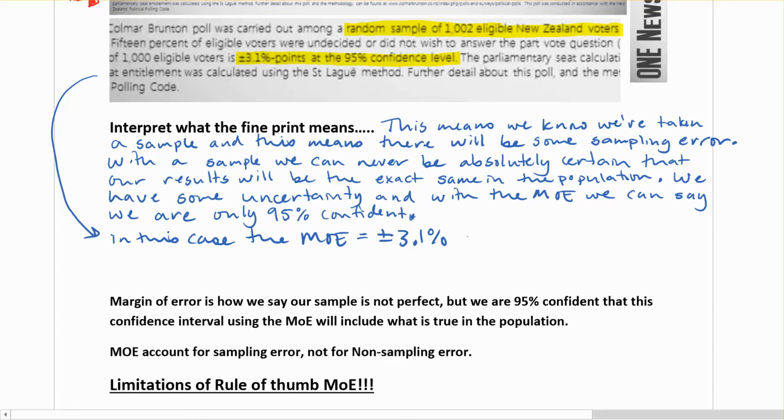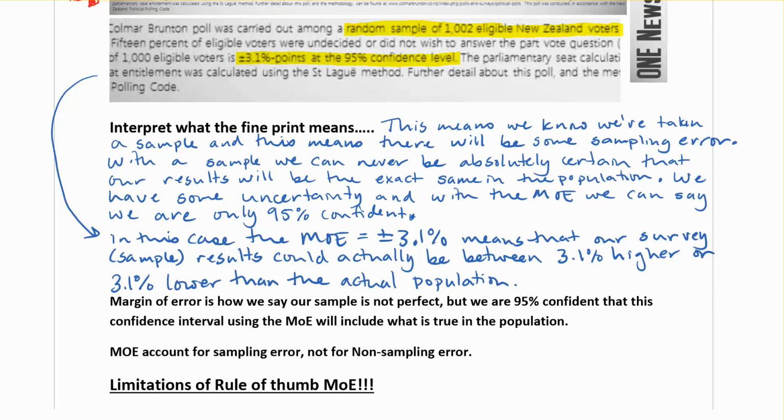But this 3.1% means that our results of this sample could actually be 3.1% higher or 3.1% lower in the actual population. So again, that 3.1% tells us that our sample, or our survey in this case, results could actually be between 3.1% higher or 3.1% lower than the actual population.